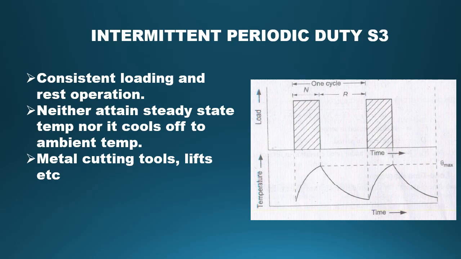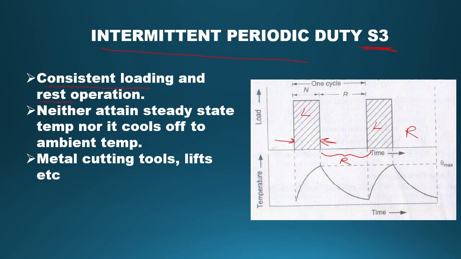Coming to the third type, we have intermittent periodic duty, also known as the S3 duty cycle. It is characterized by consistent loading followed by rest operation. Here, for this time period, we have loaded the motor. Then during this time, from here to here, it is rest period. Then again the motor is loaded, then again there is a rest period. But these periods are very small to attain steady state temperature. It even does not cool off to ambient temperature.